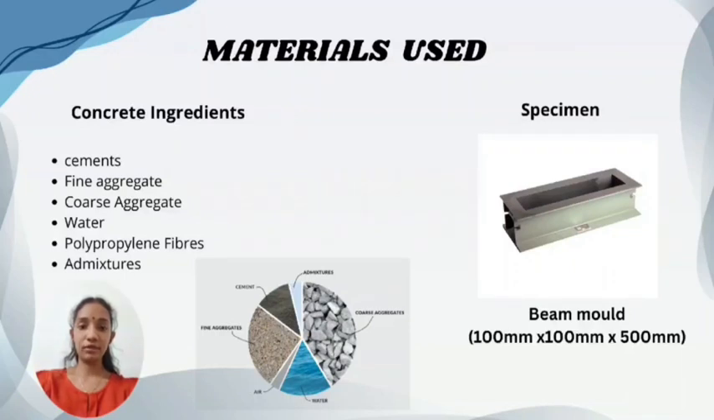Then material used. The main materials used to prepare the concrete are cement, fine aggregate or sand, coarse aggregate, water and optional polypropylene fiber or chemical admixture. The concrete is cast into beam molds with dimensions of 100 mm by 100 mm by 500 mm. These specimens are then cured before testing to ensure they achieve the required strength.